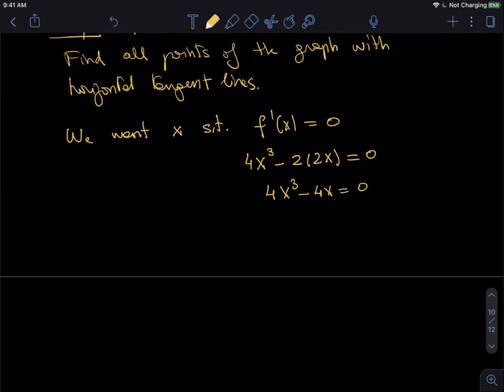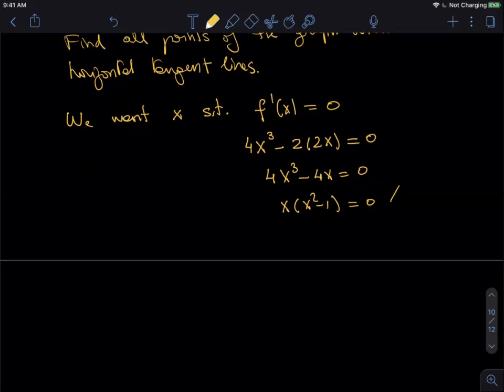Okay, and that gives x to the power 3 minus x. That's x times x squared minus 1 equal 0. Okay, so here we have three possibilities. We have x equals 0 is one possibility, and the other two possibilities, right? Because this is x times x plus 1, x minus 1. The other two are x equal 1, x equal negative 1. So these are all the points where the graph has horizontal slope. Okay, this is something we will be using a lot.